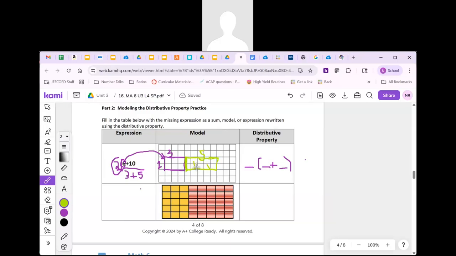How did I make it 10? I took the greatest common factor right here. So I knew one side was 2, and to make 10, it has to be 2 times 5. That's how I did that, right? So there's my array. Now what is my greatest common factor? It is 2, right?